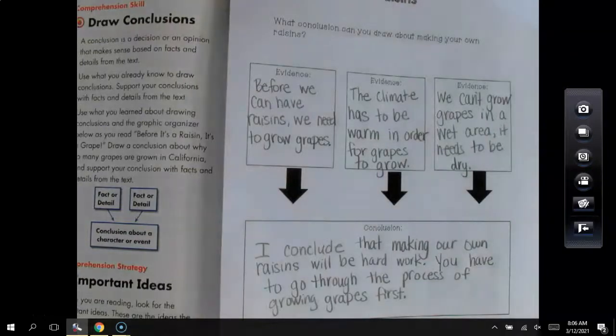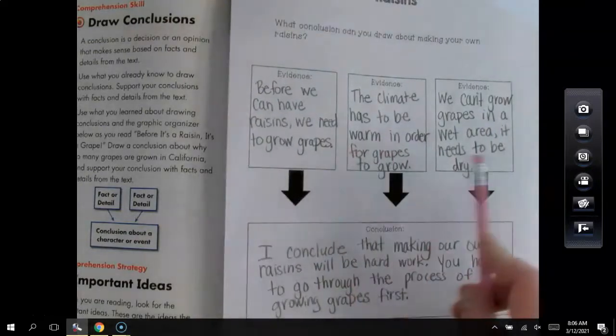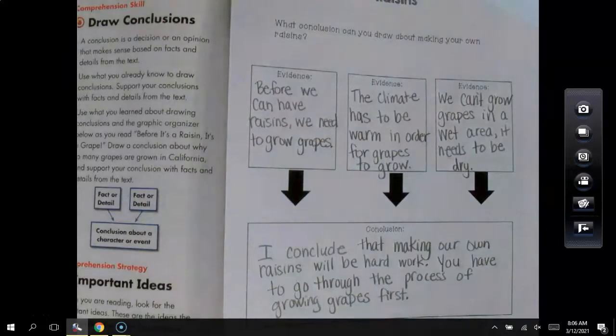So based on the evidence that we found and our prior knowledge that we came up with, we can conclude that making our own raisins is going to be hard work. Why is it going to be hard work? Because we have to go through the process of growing grapes first. And we know in order to grow grapes, we need to have a warm and dry area.